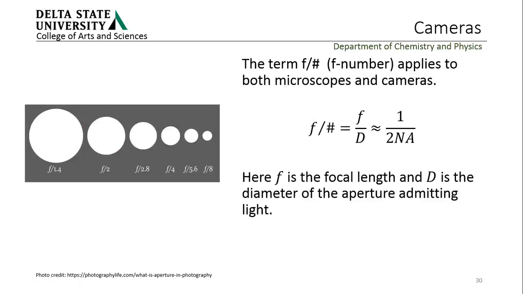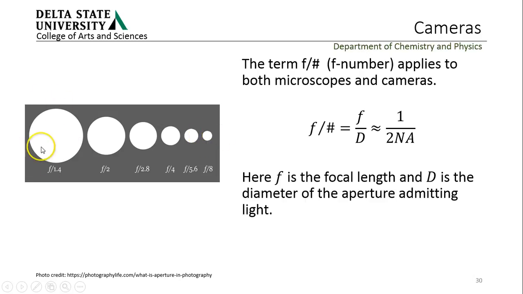When you talk about cameras in particular, we'll talk about something called f-stop or f-number. And that's just the focal length divided by the diameter of the aperture. All right. Why is this important? Well, diameter of the aperture determines how much light you're letting in, right? Wide diameter, you're letting a lot of light in. Small diameter, you're letting just a little bit of light in.